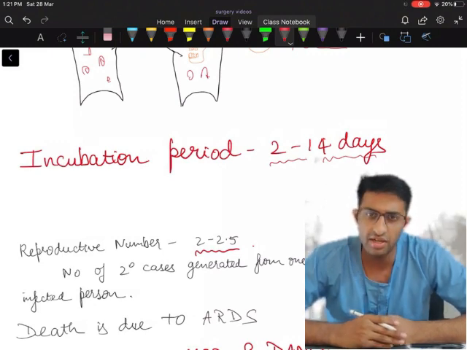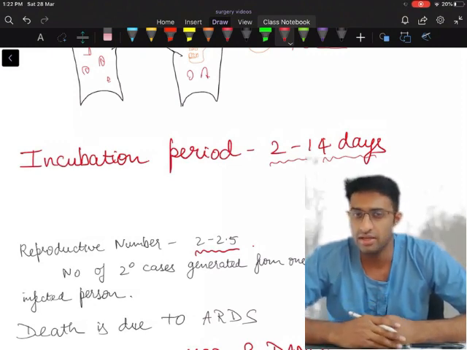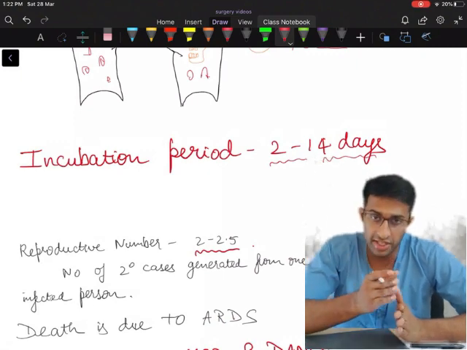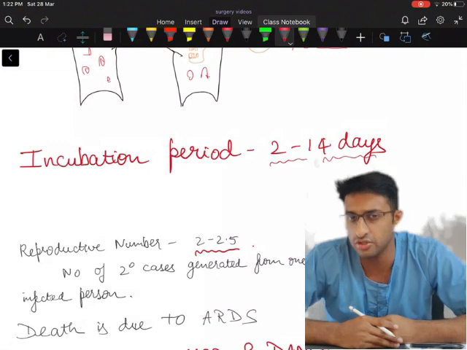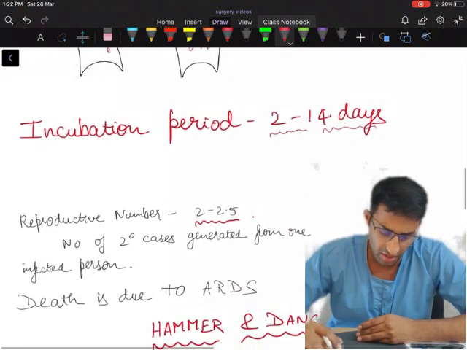Incubation period is nothing but the time between exposure to the viral particle and the first symptom when you get it. So that is the incubation period, and it is 2 to 14 days for COVID-19.